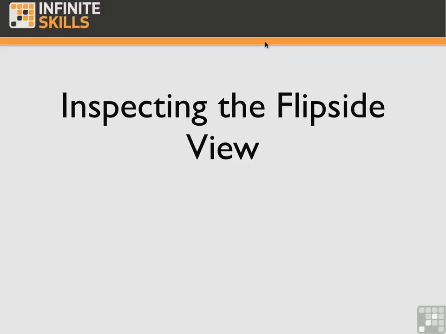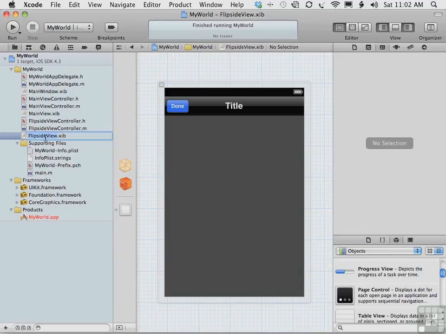Now let's take a closer look at the Flipside view of the app we've created from the utility application template. To inspect the Flipside view in Interface Builder so we can see how it really works, let's go back again and select the flipsideview.xib file in the Project Navigator. And the Flipside view nib file appears in the Interface Builder in the editor area.